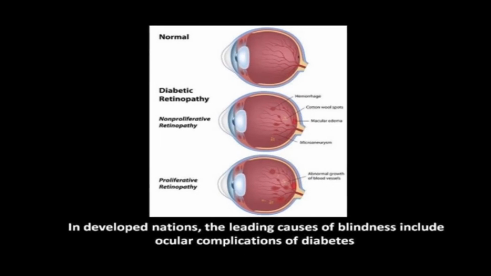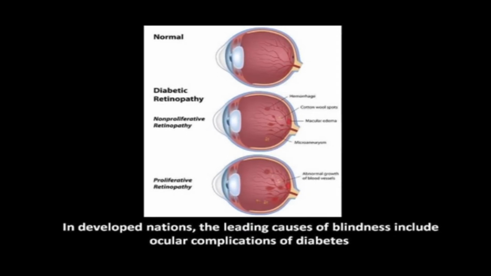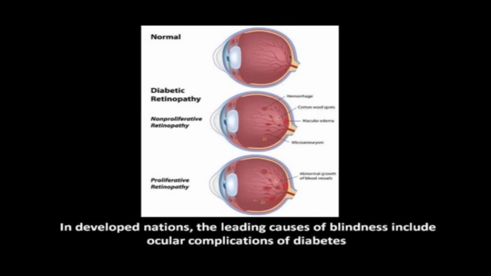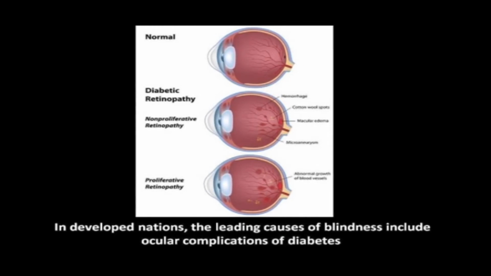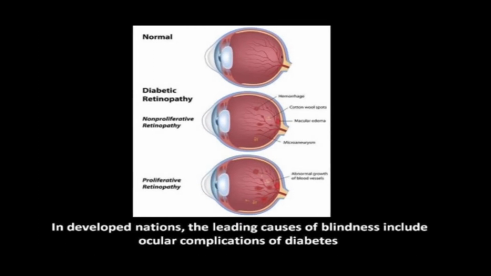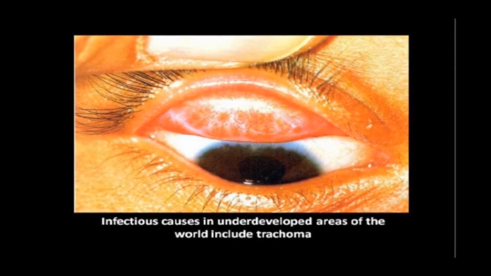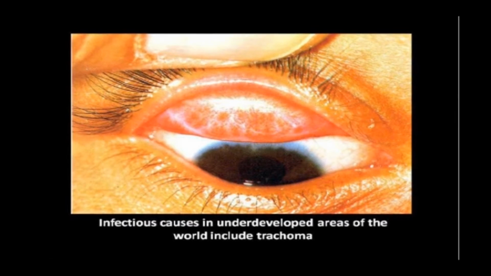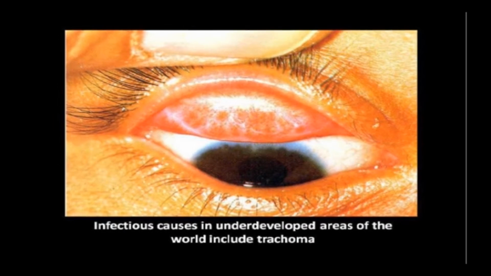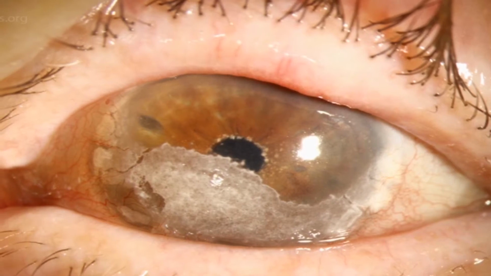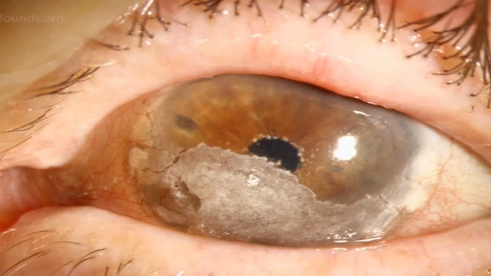In third world nations, where blindness is much more common and where about 85% of the world's blindness occurs, principal causes include infections, cataracts, glaucoma, injury, and inability to obtain any glasses. Infectious causes in underdeveloped areas of the world include trachoma, onchocerciasis or river blindness, and leprosy. The most common infectious cause of blindness in developed nations is herpes simplex.